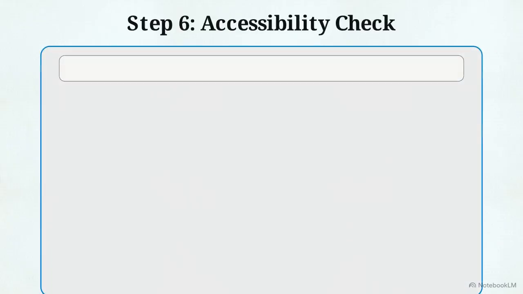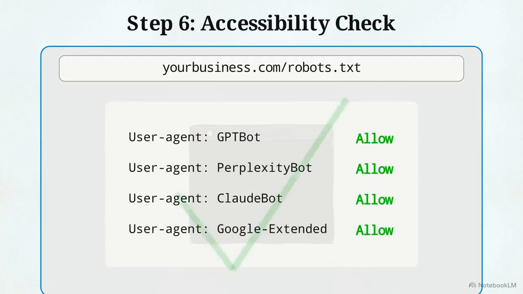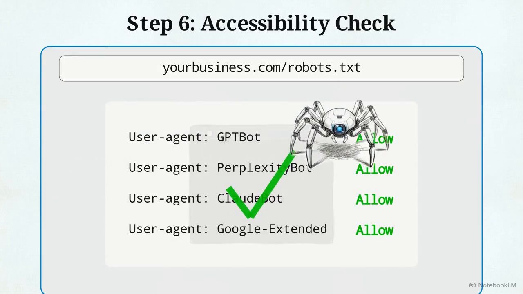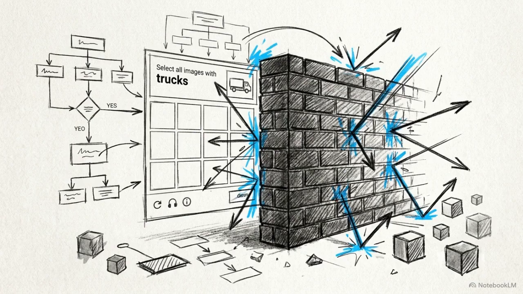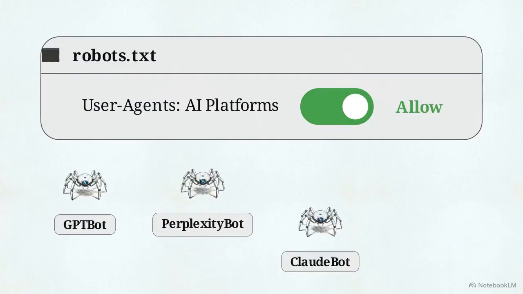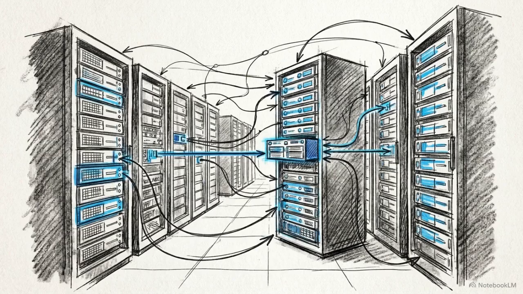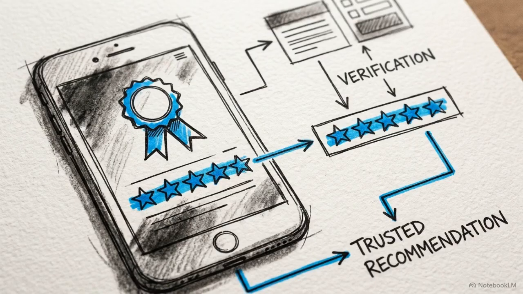Step 6 is the accessibility check. You need to verify your website's robots.txt file to ensure AI crawlers actually have permission to read your pages. If your hosting setup or security plugins are accidentally blocking AI bots behind captcha walls, none of the optimizations we just completed will work. You need to explicitly allow the user agents for the major AI platforms. Check your settings to permit GPTBot, PerplexityBot, ClaudeBot, and Google-Extended to crawl your content without restriction. When AI agents have unrestricted technical access to read your site and they find consistent off-site data to verify your claims, they gain the confidence necessary to recommend your business.